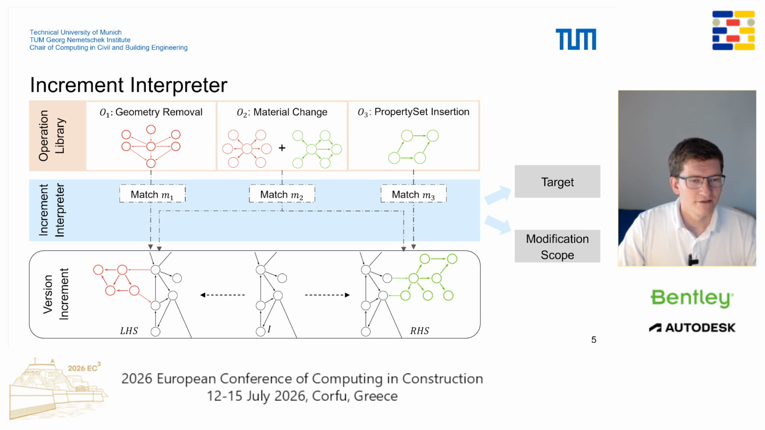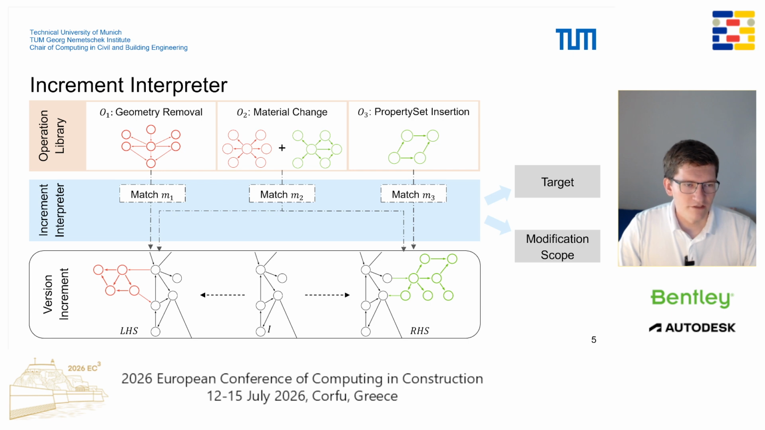As I already said, the version increment itself is pretty much raw data. It describes which entities or which information has been either removed or newly inserted in the BIM model, but this really happens on the level of entity instances, so there is pretty much no engineering intent at all that we can directly derive from that. That's the target of this increment interpreter. For this, we have set up a so-called operation library, where we always have a graph pattern and a classification, something that this graph pattern is describing.